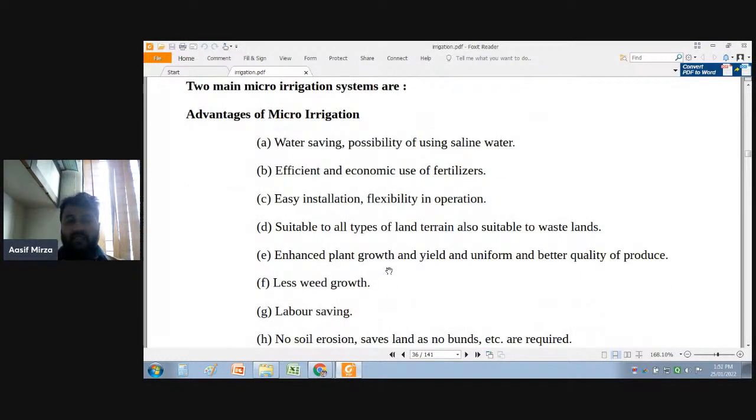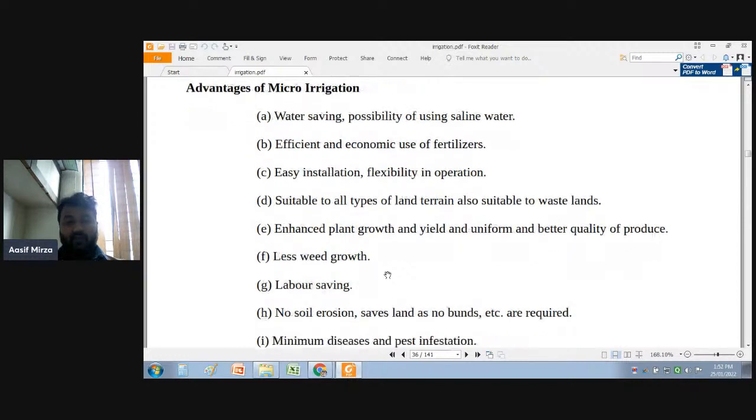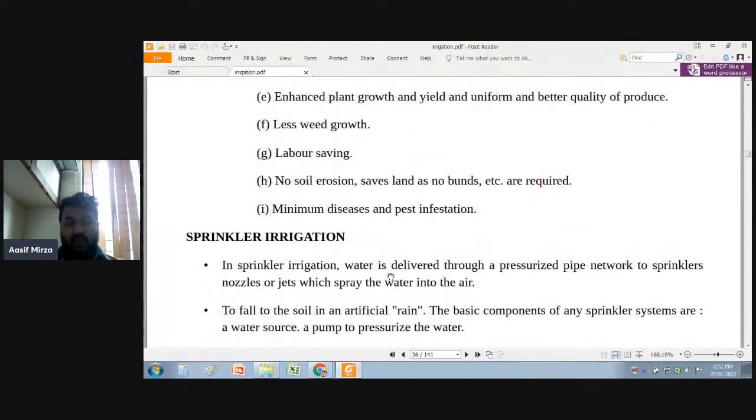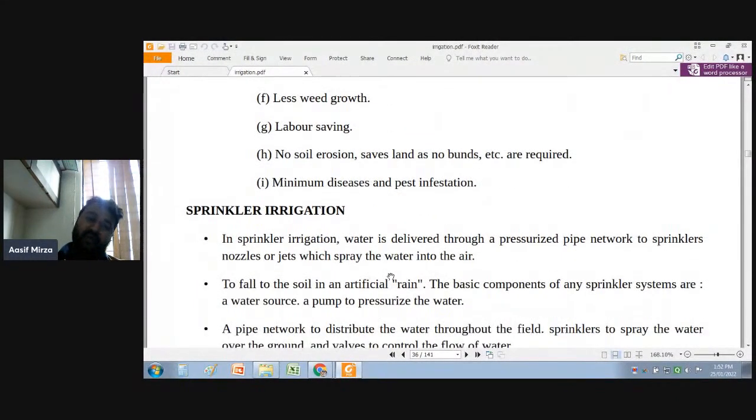Now it enhanced plants growth and yield, and uniform and better quality of production, less weed growth, labor saving, no soil erosion, saves land as no bunds etc. are required, minimum disease and pest infestation. Now, moving toward the next one, that is sprinkler irrigation.